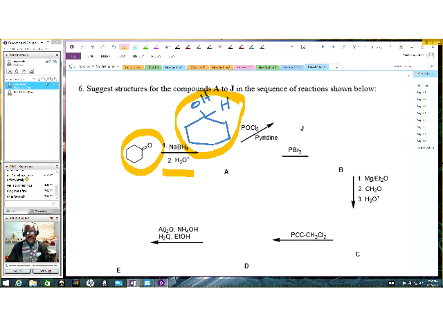Now that we formed the secondary alcohol, they want us to react the secondary alcohol with phosphorus oxychloride in pyridine. The pyridine here is just a solvent. Phosphorus oxychloride in pyridine reacting with a secondary alcohol. Now, what does it do with a secondary alcohol? What do you expect to obtain as a product here?